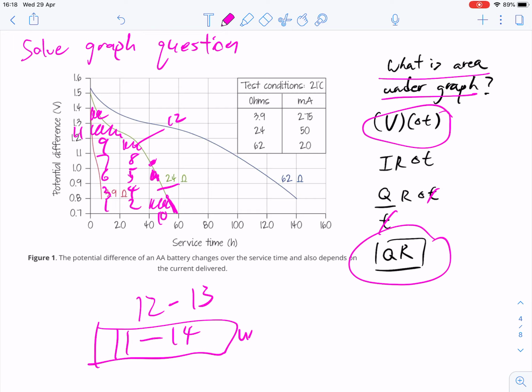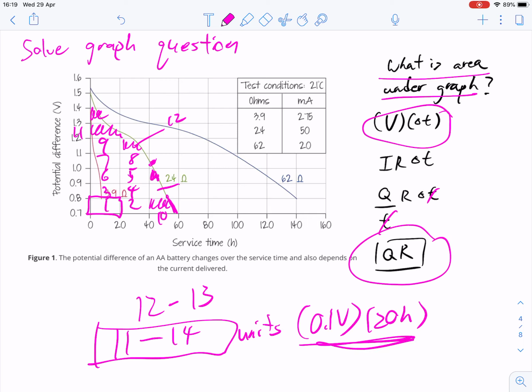What are these units? So each of these units is what one rectangle represents. So one rectangle represents 0.1 volts multiplied by 20 hours. So we have 11 to 14 units of this, okay? Oftentimes this will be converted into an actual physical quantity, but here we don't have an actual physical quantity, but usually this forms into some other single quantity like time or seconds or distance.